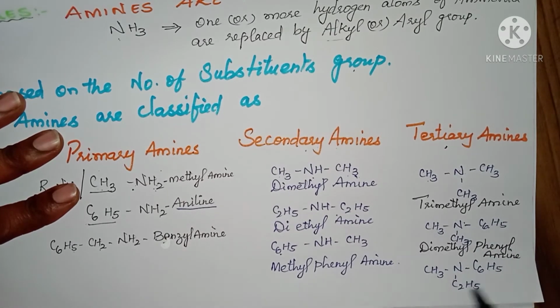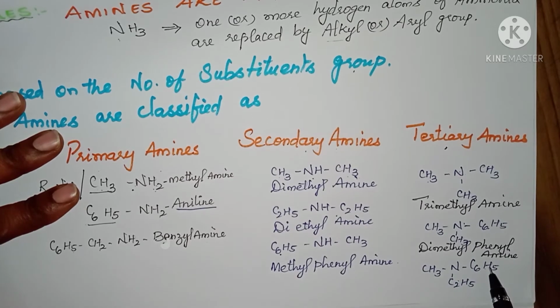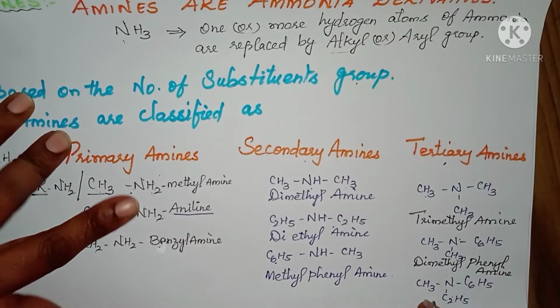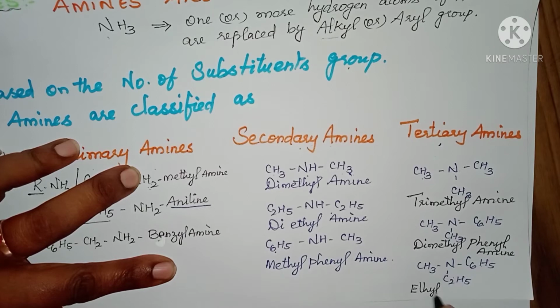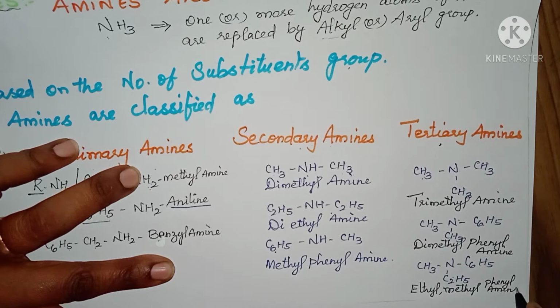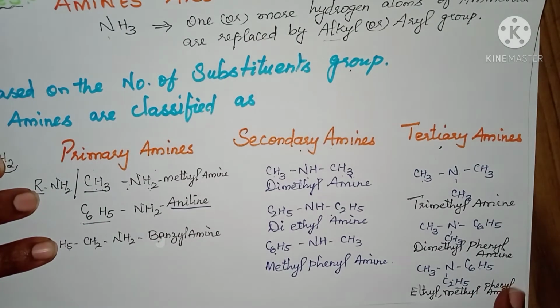Now this side, a methyl group is there, an ethyl group is there, and an aryl group, that is a phenyl group, is there. So how will you name that? According to alphabetical order: ethyl, methyl, phenyl amine. Hope you got it. Okay, ethyl methyl phenyl amine.